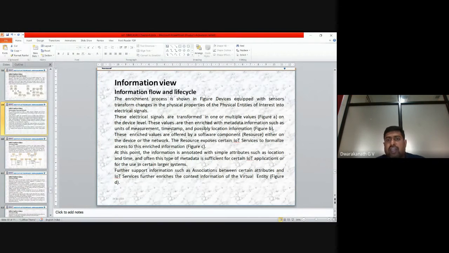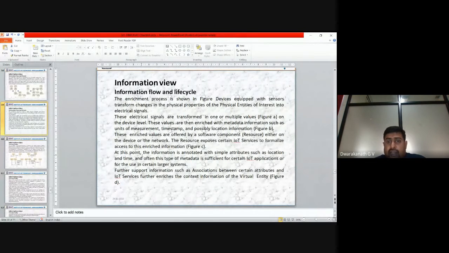These values are then enriched with metadata. I've told that information such as units of measurement, timestamp, and possible location information you can also take. That is in B. These enriched values are offered by a software component, that's a resource, either on the device or in the network. The resource exposes certain IoT services. What you actually have to do is use IoT services to formalize the access to this enriched information. So that will become C.